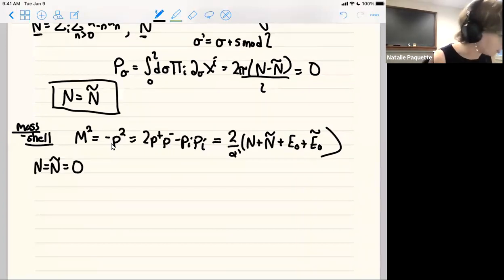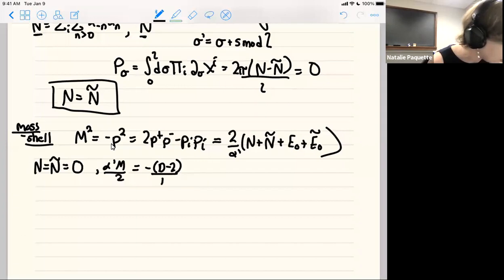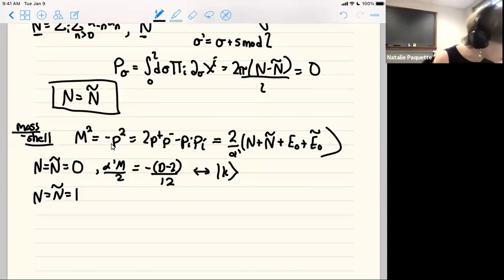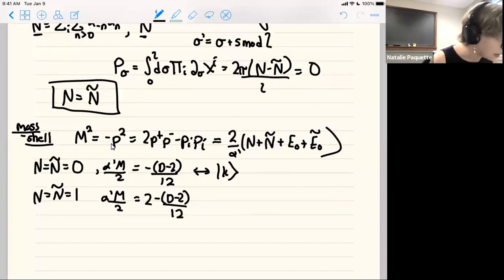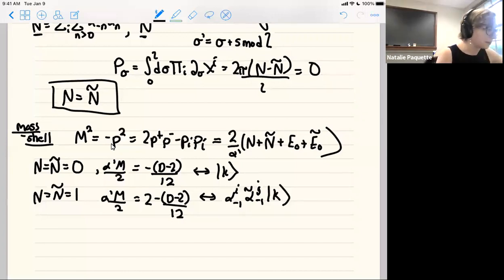Of course, we can start with just the vacuum state, n equals n tilde equals 0, which tells us that the mass, if we plug in the formula for the zero-point energies, is just this. That corresponds to just this bare state. And the next one, which I'll also write down, has the oscillator numbers both 1, and I can plug in the mass for those two. If I get the factors right, it's this. And that corresponds to acting with alpha I and alpha tilde J on the vacuum state.